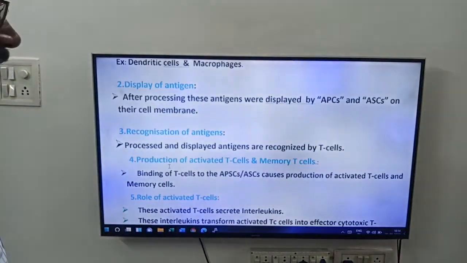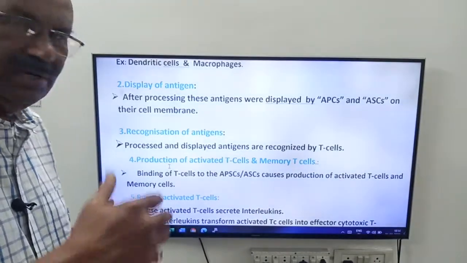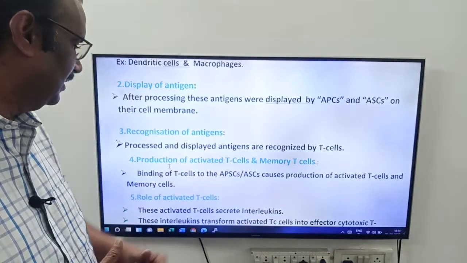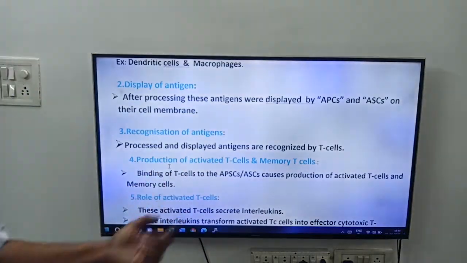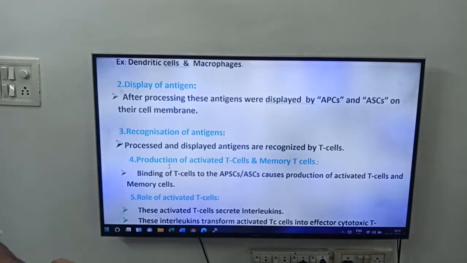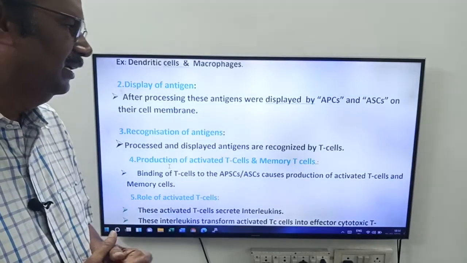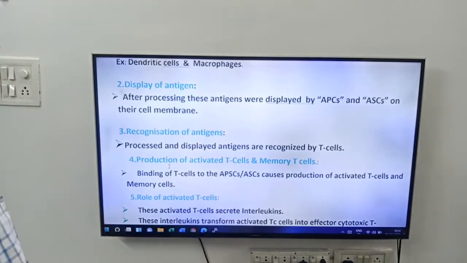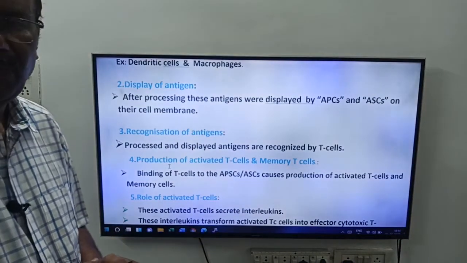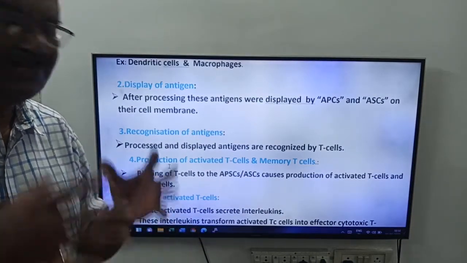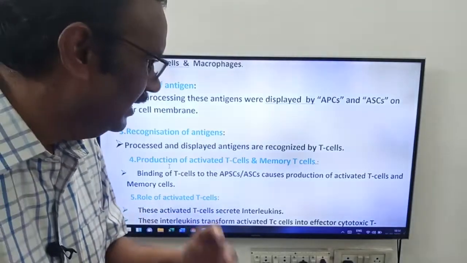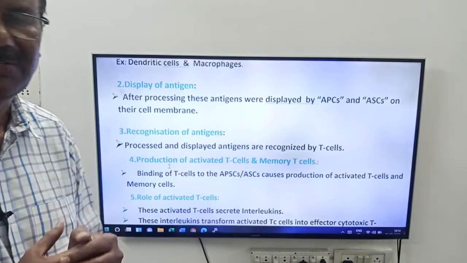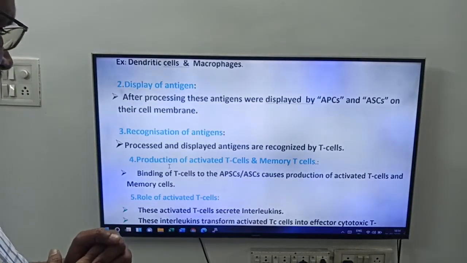Now, after recognition, what is the role of the T cells? Production of activated T cells and memory T cells. Binding of T cells to the APCs and ASCs causes production of activated T cells and memory cells. After recognition, these T cells produce what? Activated T cells and memory T cells.